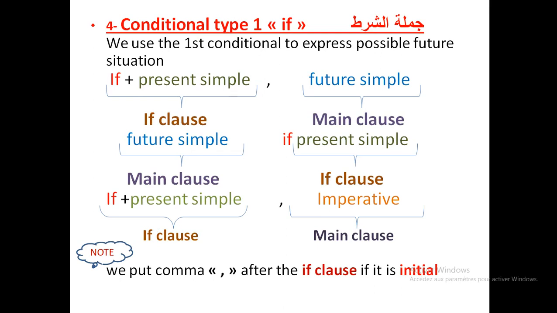The fourth lesson, which is new for you, is conditional type 1, جملة الشرط. When you hear conditional, you put in your mind that you have if. So, we use the first conditional to express a possible future situation.